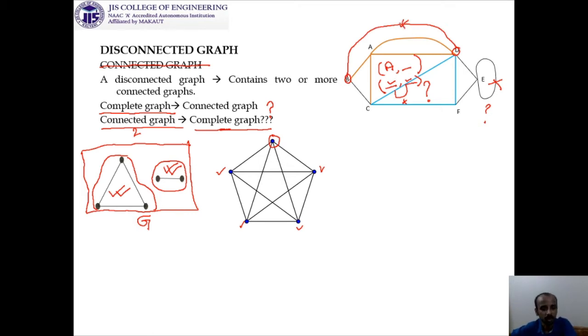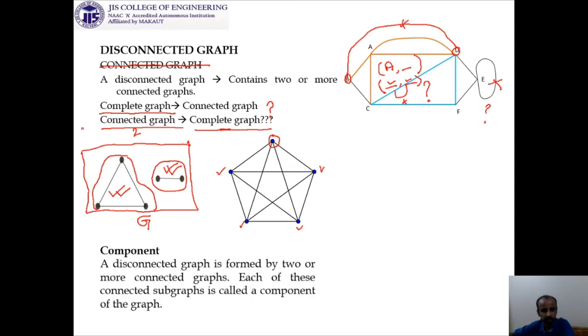So it is not a complete graph. Okay, so let us move forward. The new term we are now facing is component. This term will appear in the context of a disconnected graph first. A disconnected graph is formed by two or more connected graphs. It is clear. Each of these connected subgraphs is called a component of the graph.